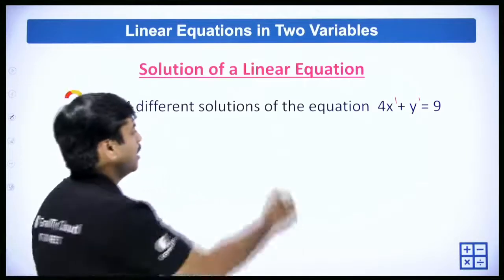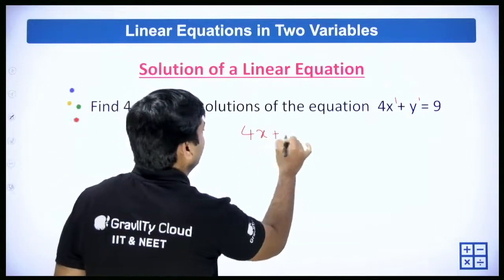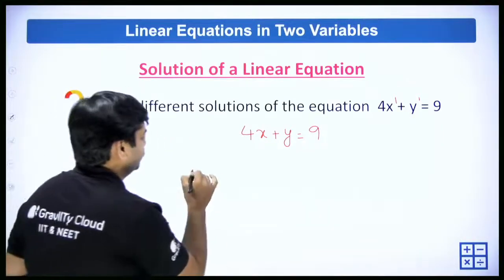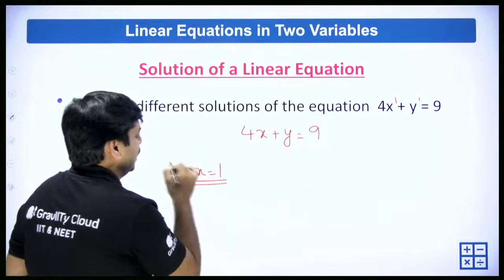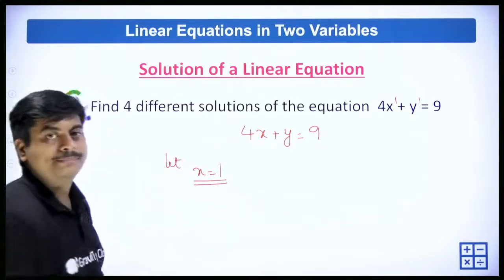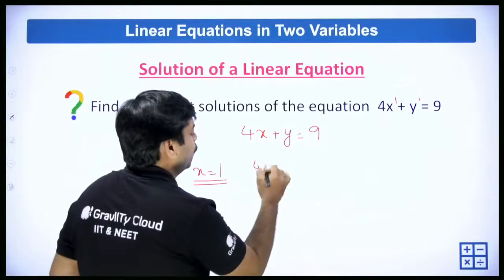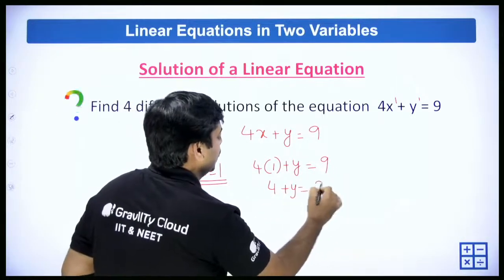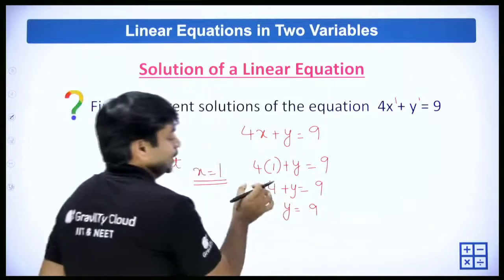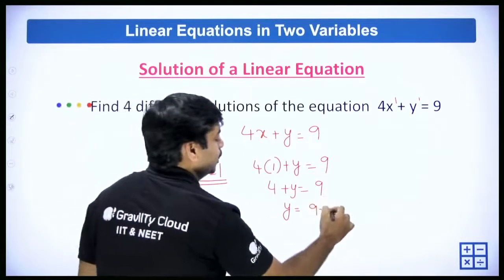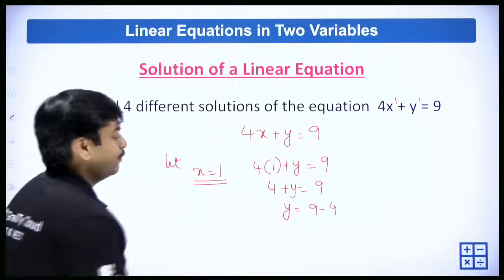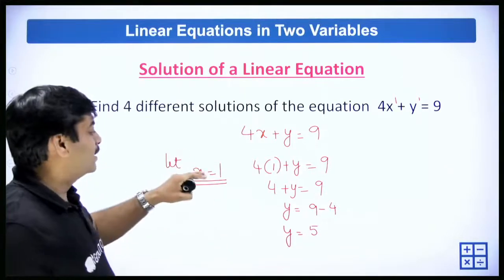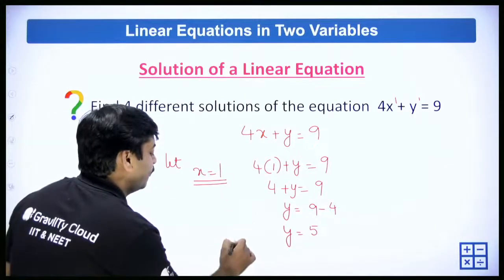Now the point is, when I start with 4x plus y is equal to 9, let me take x is equal to 1. So 4 times 1 plus y is equal to 9. 4 plus y is equal to 9. y is equal to 9, this plus 4 will be transferred, becomes minus 4, which will give you y is equal to 5. So one solution of x and y is 1, 5.